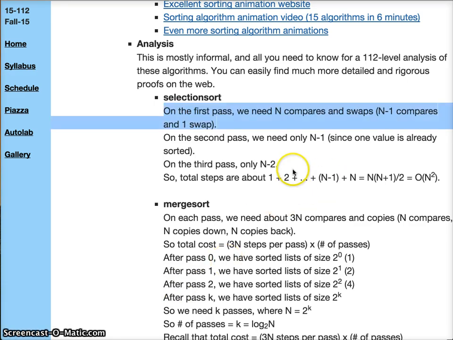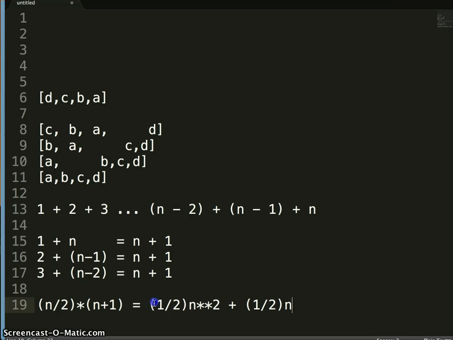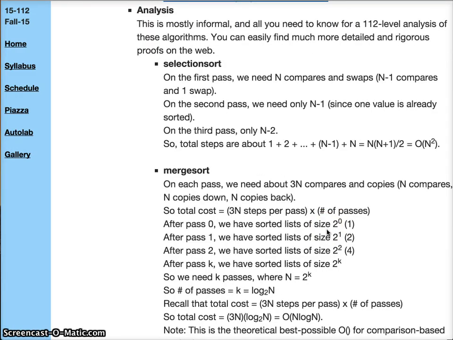So we go to the notes. We see 1 plus 2 plus blah blah blah is equal to n times n plus 1 over 2, which is big O of n squared. Thus, the big O of selection sort mathematically is n squared, because remember, we don't care about constants. So that's how we could prove that the big O of selection sort is n squared.